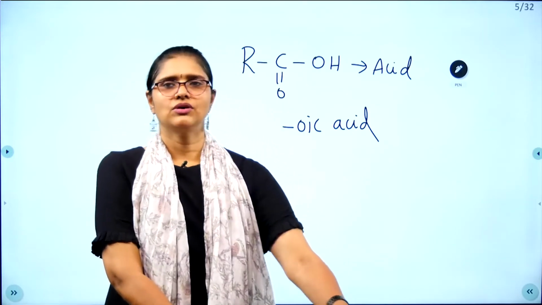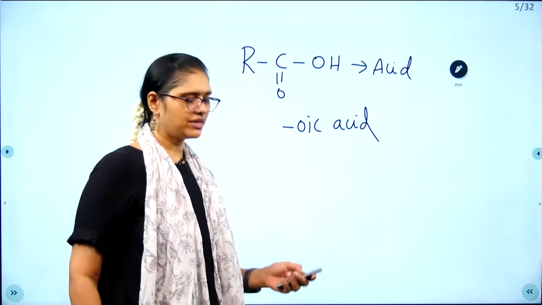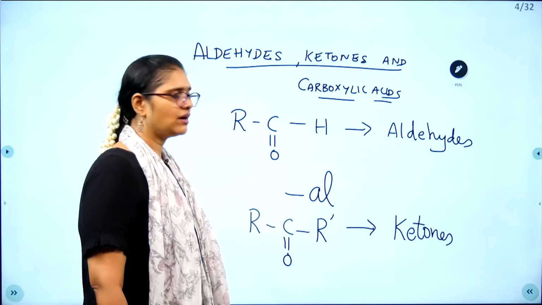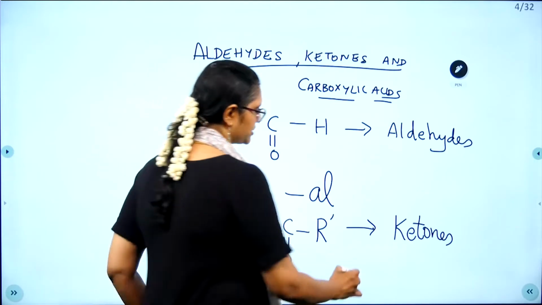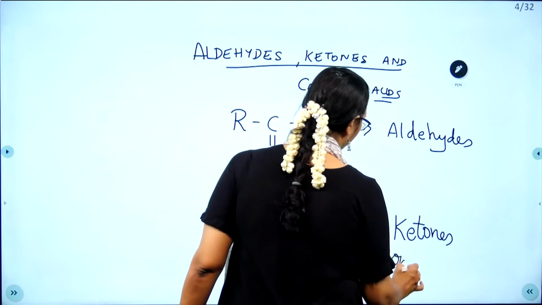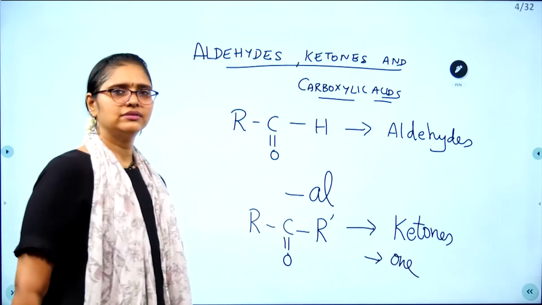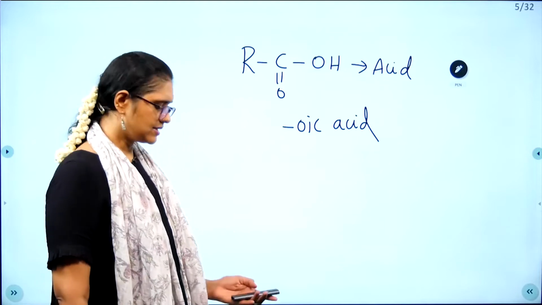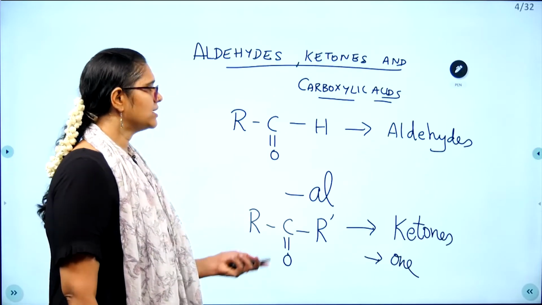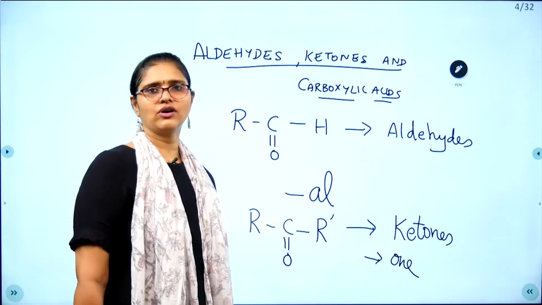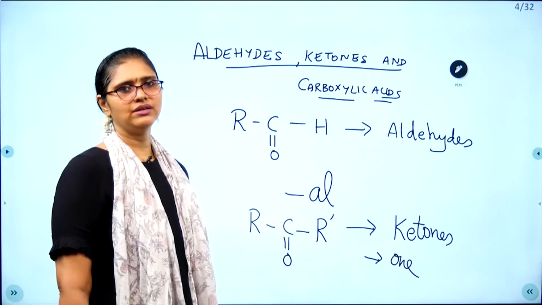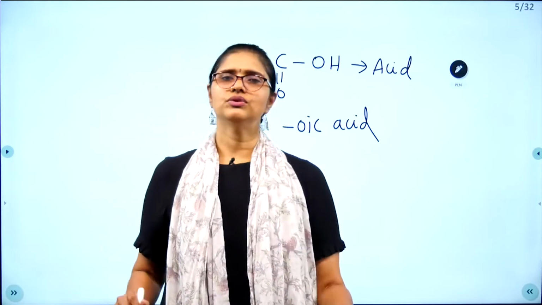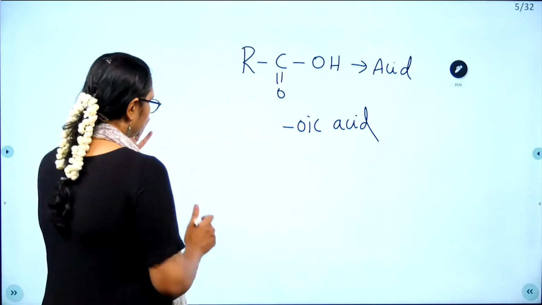Okay, so R C double bond O is common in three places, right? R C double bond O H is aldehyde, R C double bond O R is ketone, which should end with one. And R C double bond O OH is acid. Actually aldehydes and ketones are called carbonyl compounds, and acid is different. Now let us see how to name by IUPAC.